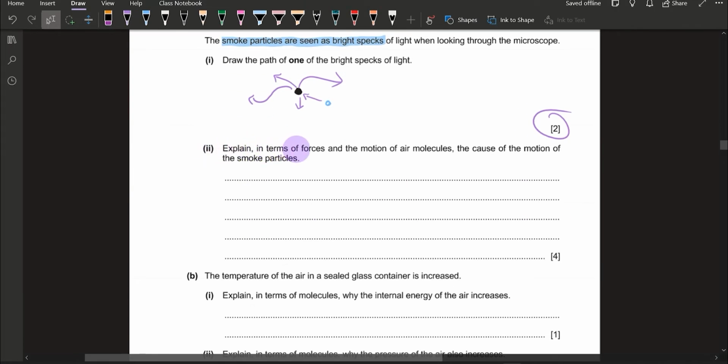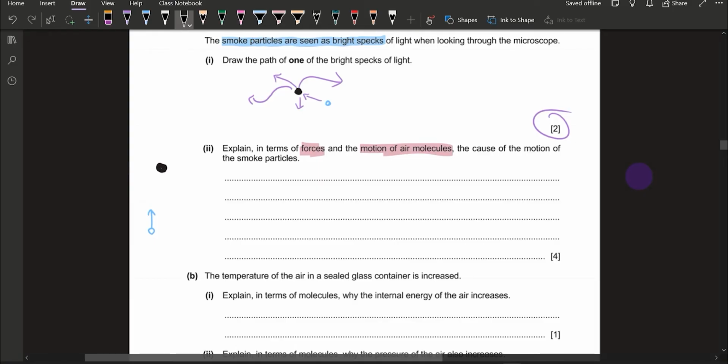Part 2 says explain in terms of forces and motion of air molecules the cause of motion of the smoke particles. So first of all, we have to read the question properly. It says in terms of forces and motion of air molecules. Now for example, we have an air molecule here. This air molecule has high momentum and it's moving with high velocity. So let's suppose we have a smoke particle sitting here which is initially at rest.